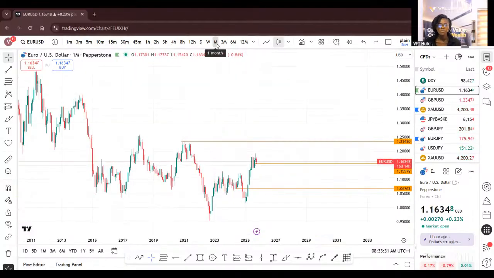On the monthly time frame for Euro USD, we saw price ranging for a couple of months, and then all of a sudden we saw a sweep of the liquidity right here, and price just traded all the way to the upside.